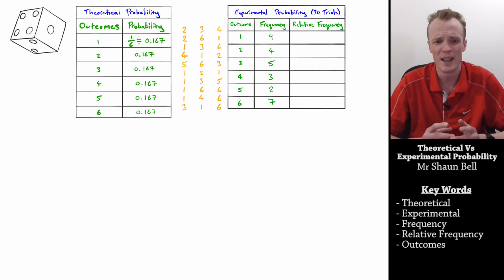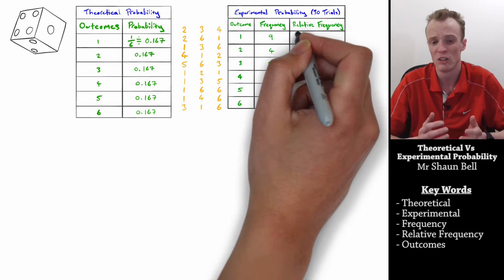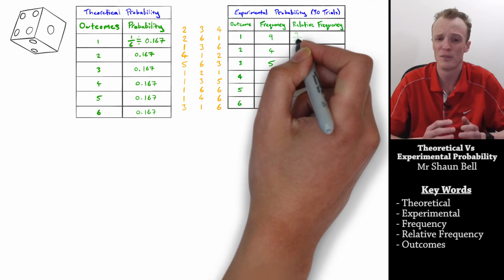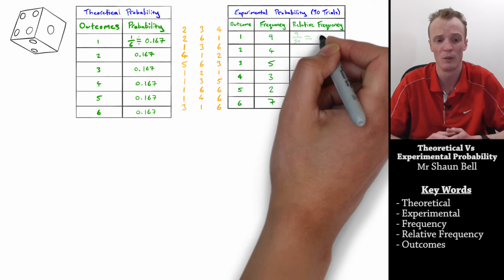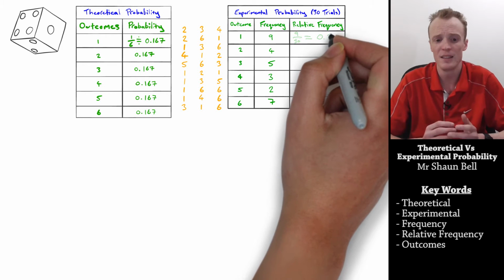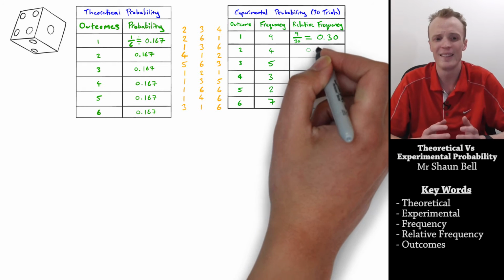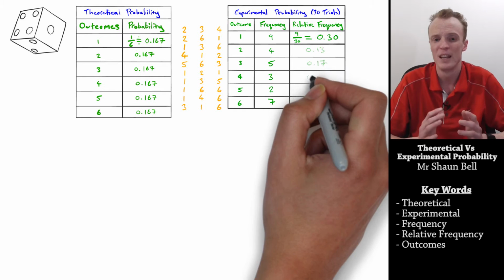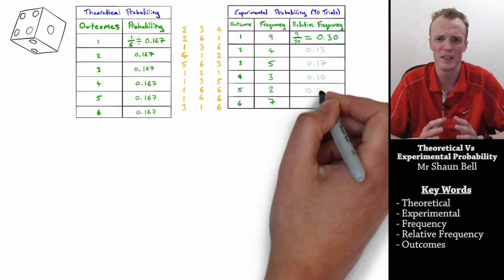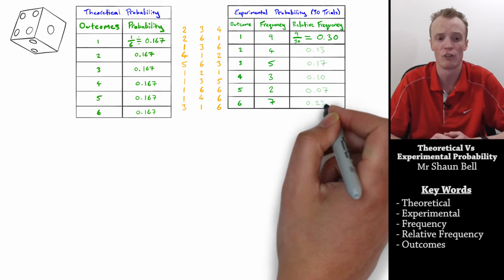For example, to calculate the experimental probability that this die will land on a 1 based on our results, I take the number of times a 1 was rolled, which is 9 times here, and divide that by the total number of trials, which is 30. This gives me an experimental probability of rolling a 1 that is equal to 0.3 based on our previous results. I can then repeat this for each one of the outcomes to calculate the probability of each of these occurring based on my 30 trials.